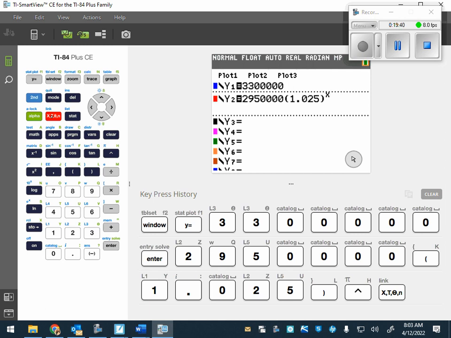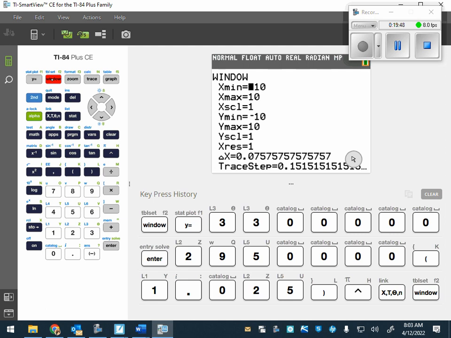Okay? So from here, once your equations are entered, Y1, Y2, you go into your window. Those of you that were here, your X value represents what? In this particular case, what does the X value represent? What are we trying to find? Years, so time, right? Do we care about negative time?